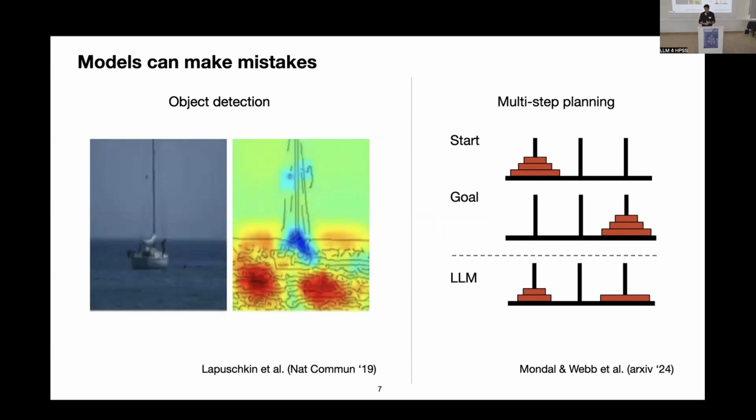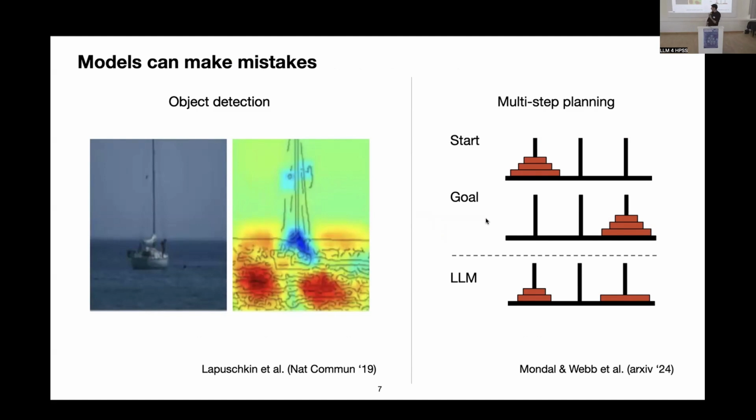I think there's two well-known examples at this point. One where a standard object classifier bases its prediction of a boat on the surrounding water, instead of actually looking at the boat, because the water is a correlated feature, and it's easier to detect because of its texture. And then another, more recent example of multi-step planning mistakes of LLMs.